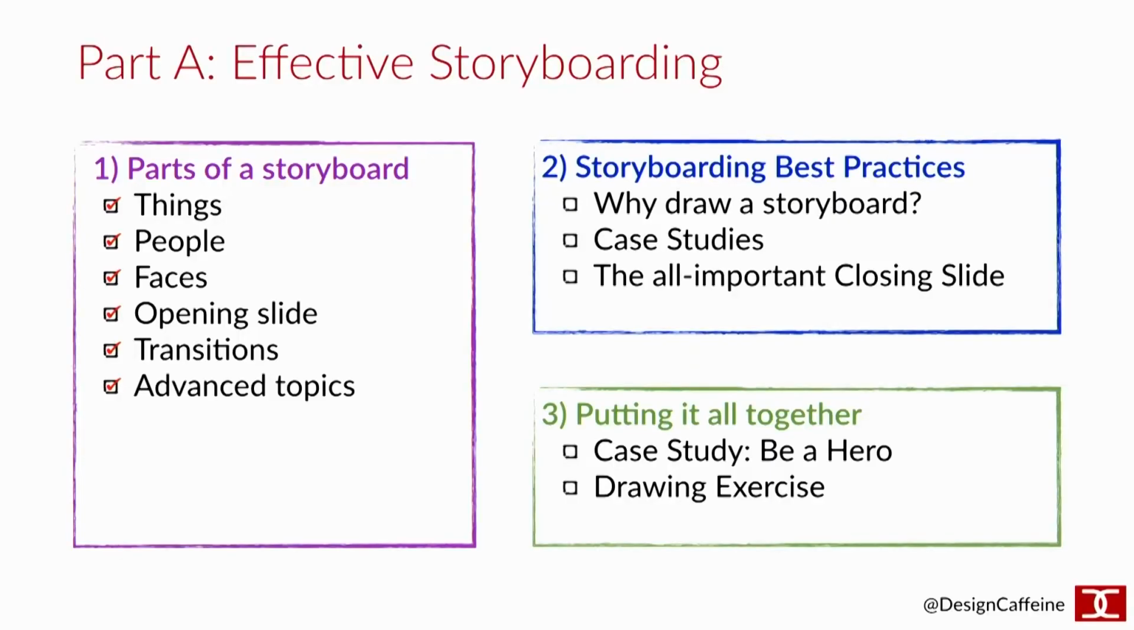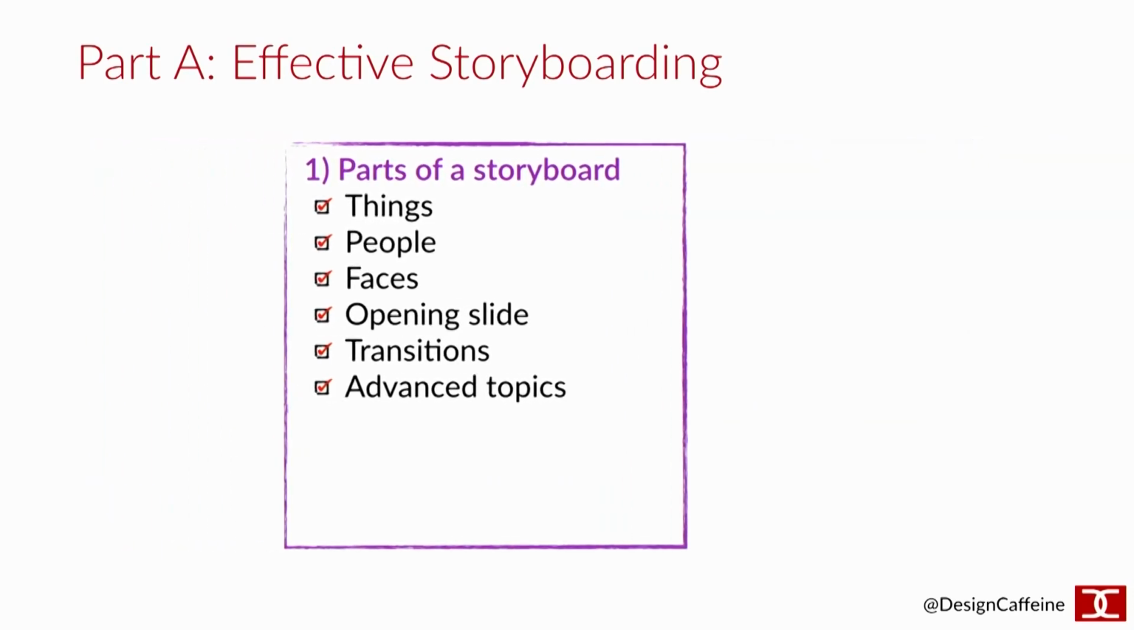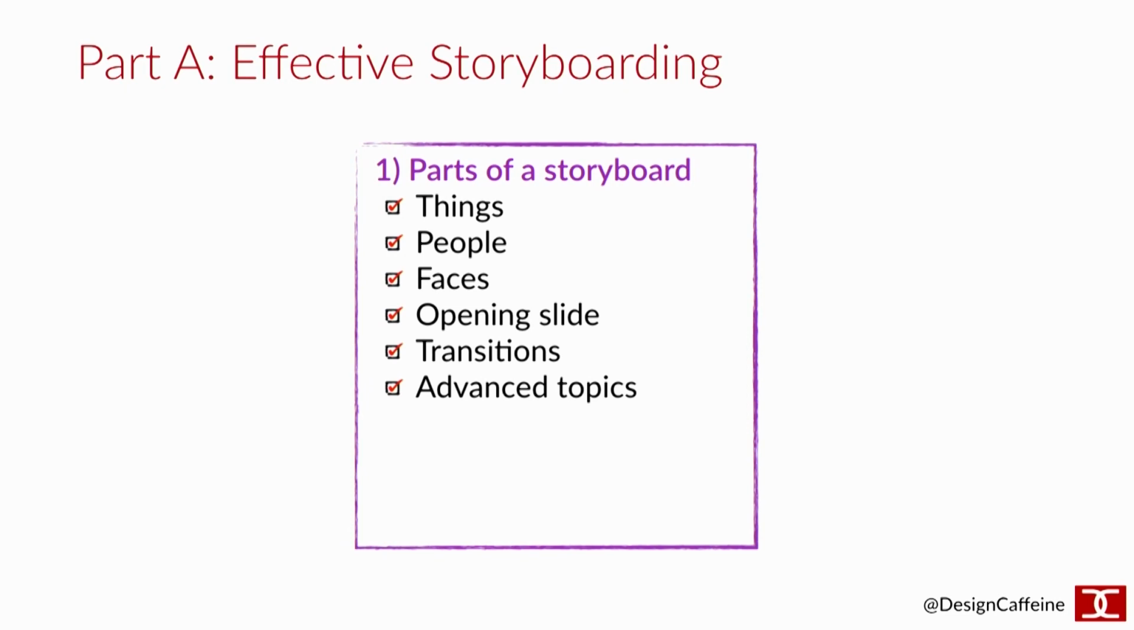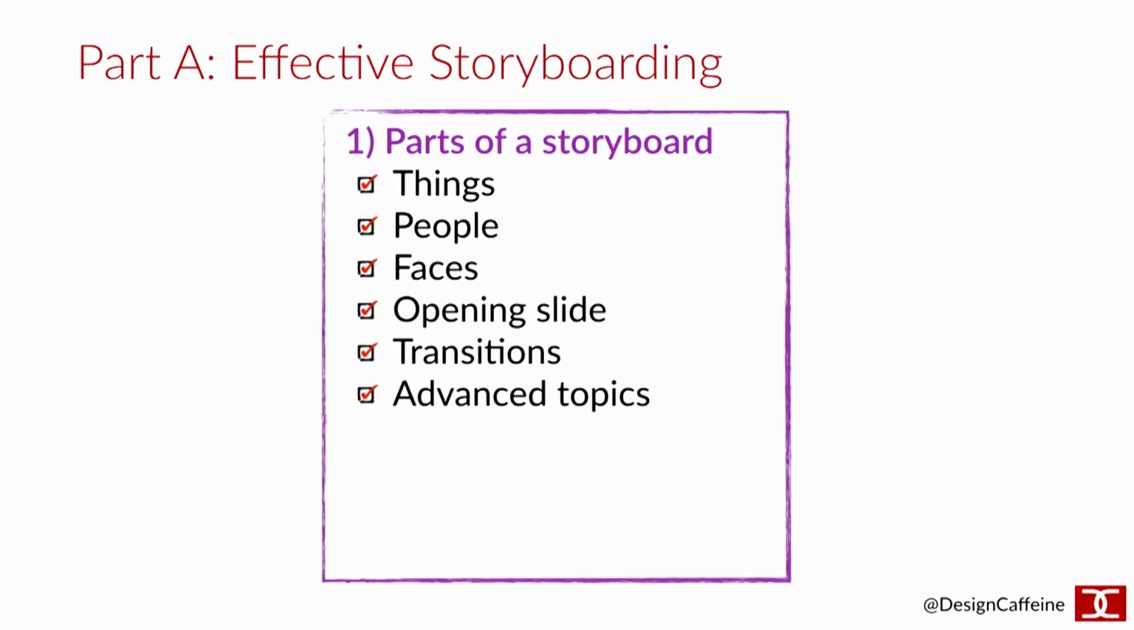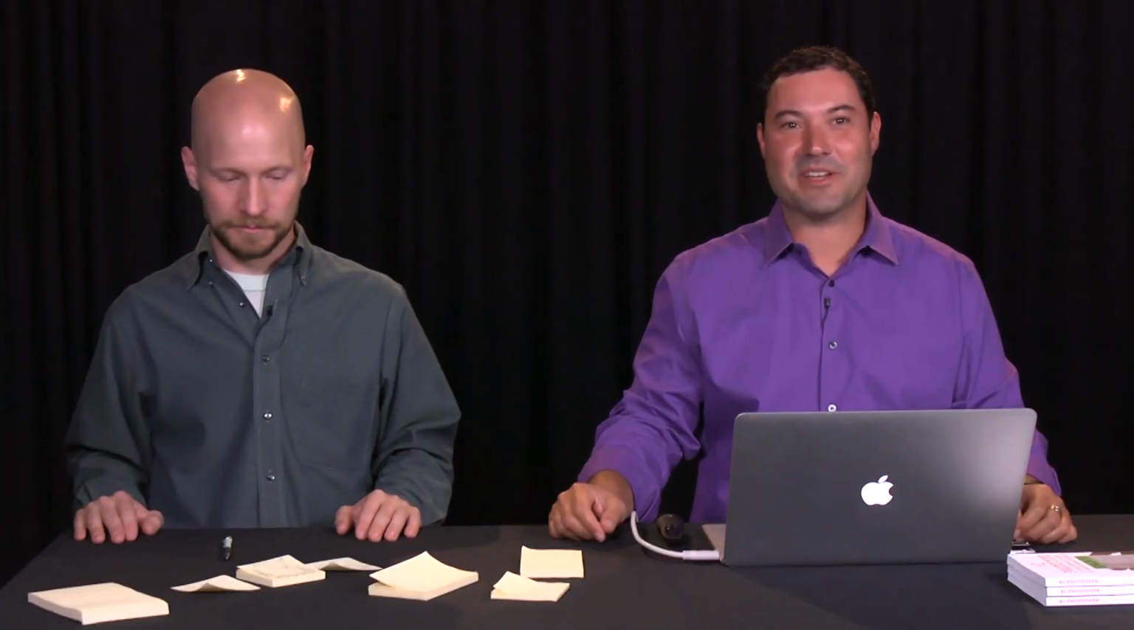So once again, we have our Part A, Effective Storyboarding. And in this Module 1, we've covered how to draw basic components of a storyboard, such as things, people, faces, opening slides, transitions, as well as advanced topics like poses and camera angles. So hopefully now you have all the parts of the storyboard ready to put them together, and that's exactly what we'll be doing in Module 2, coming up next.